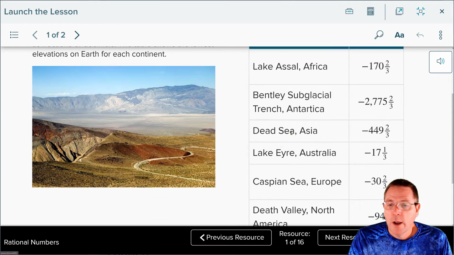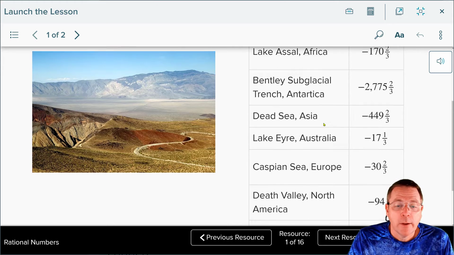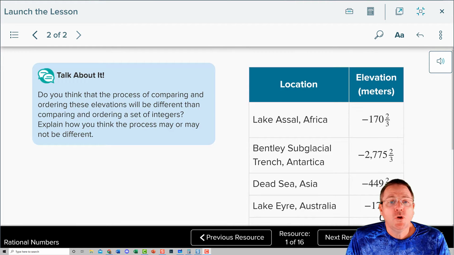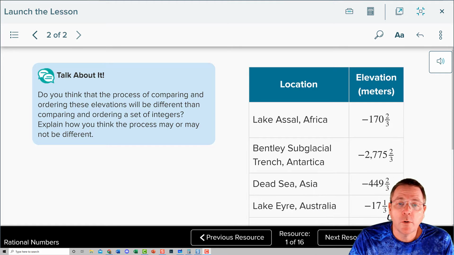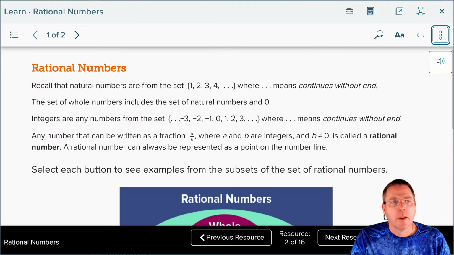And some of them, wow, Dead Sea in Asia, that's really low, but not even close to the subglacial trench in Antarctica. That's really low. For our talk about it, do you think that the process of comparing and ordering the elevations will be different than comparing and ordering the set of integers? Explain how you think the process may or may not be different. These are the things we're going to learn about in this lesson.